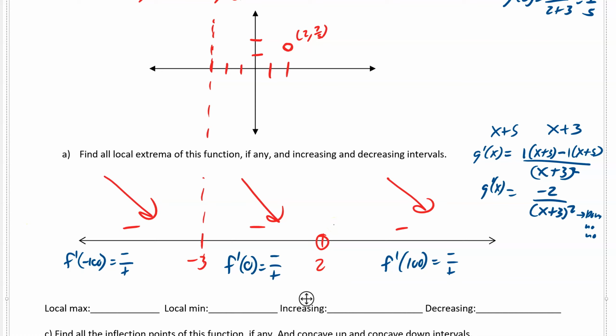So is there a local max? No, we didn't even have a critical number. Is there a local min? No, no critical number. Is it increasing? No. There's no interval for that. I'll just put none, not applicable.